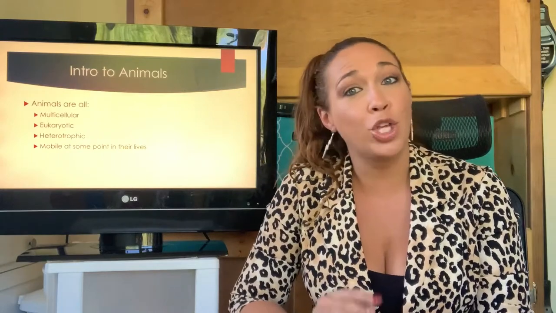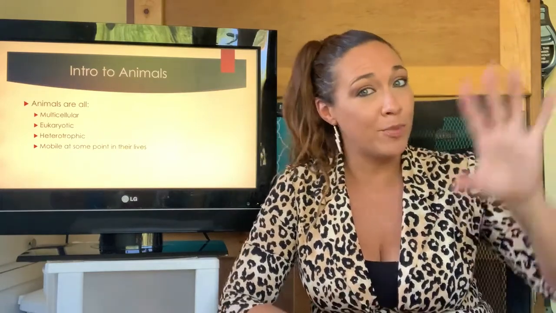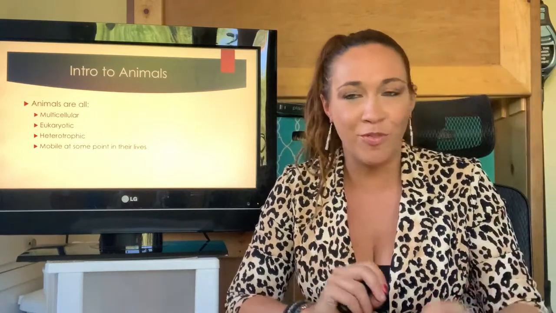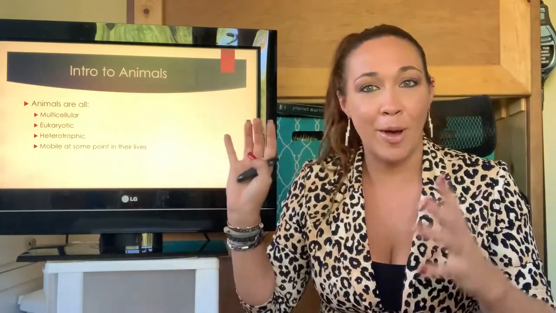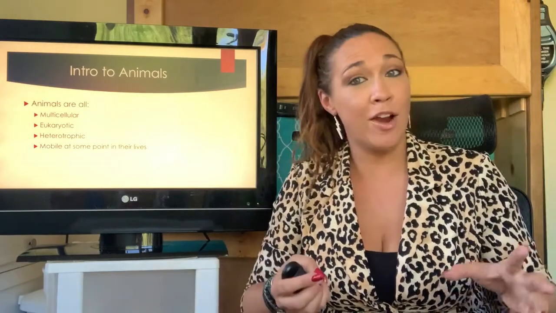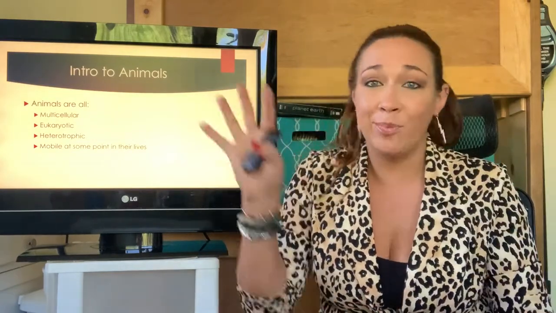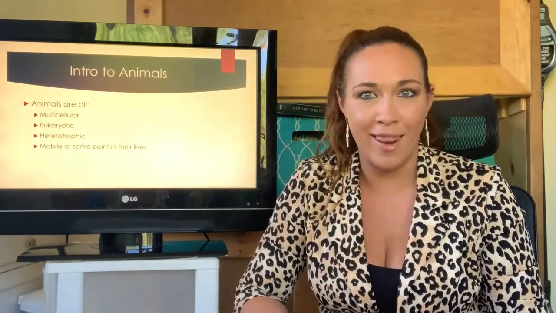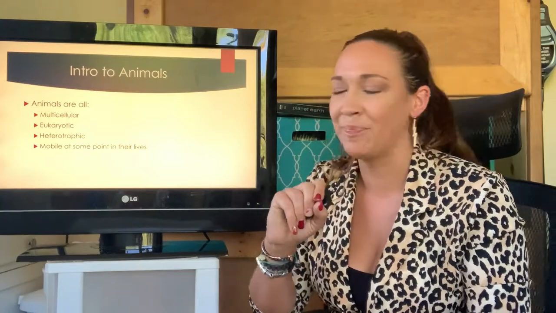Next up, they are all eukaryotic, right? We're not talking about the prokaryotes, the bacteria, we're not talking about the archaeans, those extremophiles. We're talking about eukaryotic organisms, okay? So again, the domain Eukarya has things like fungi and plants and animals, but we're just going to be talking about the kingdom Animalia. So that's what we're going to be focusing on.